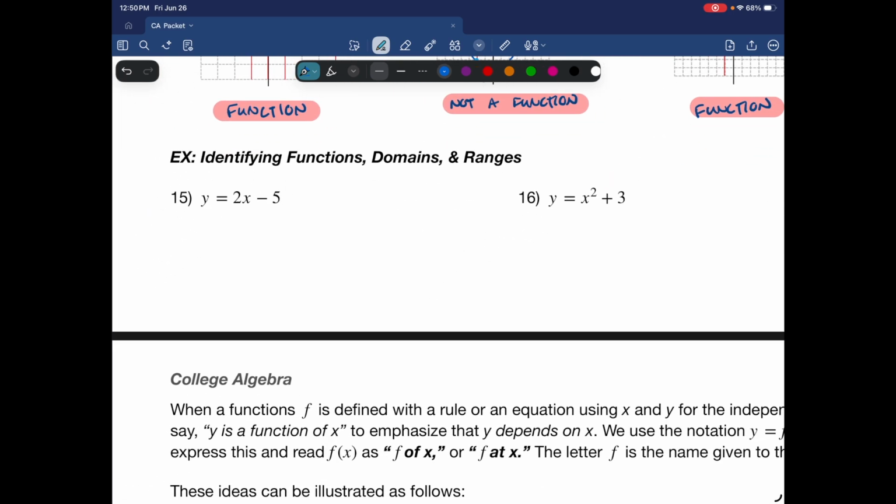Okay, so if you're well versed in this stuff, you can identify whether or not it's a function, your domains and ranges, all based off the equation. All right, so for number 15, y equals 2x minus 5 is a straight line. And as I said a while ago, a straight line is always a function. And as we said earlier, the domain and range are always all real numbers.